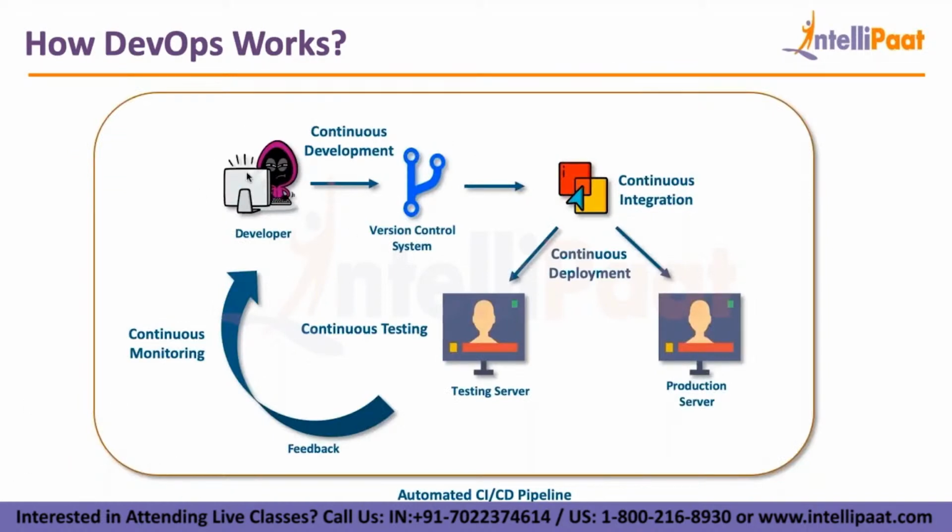So this is the developer. He goes ahead and develops the code, and this code is pushed onto a version control system. Now, what is a version control system? A version control system is a software where code can be pushed, and then the code over there is automatically maintained in different versions.